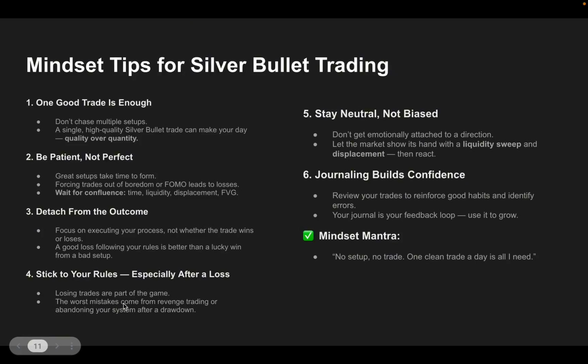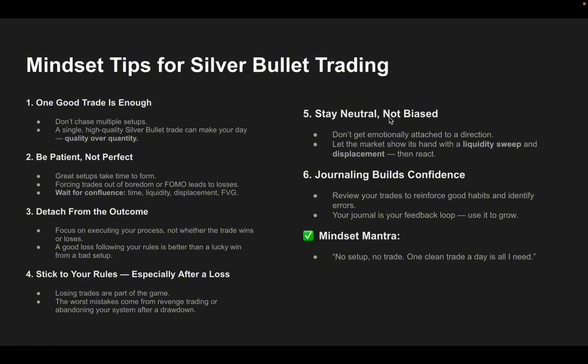The worst mistakes come from revenge trading or abandoning your system after a drawdown. Say you take a trade, most traders just throw their trading plan out the window and they'll overtrade, they'll just gamble, trying to get the money back. That's again the worst thing to do.